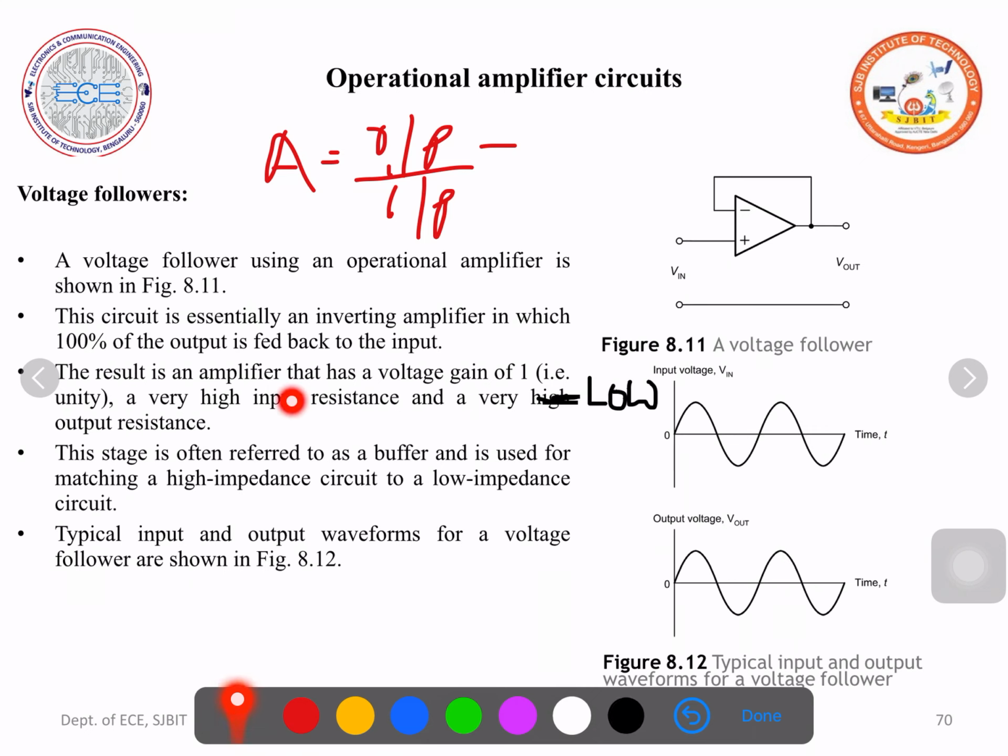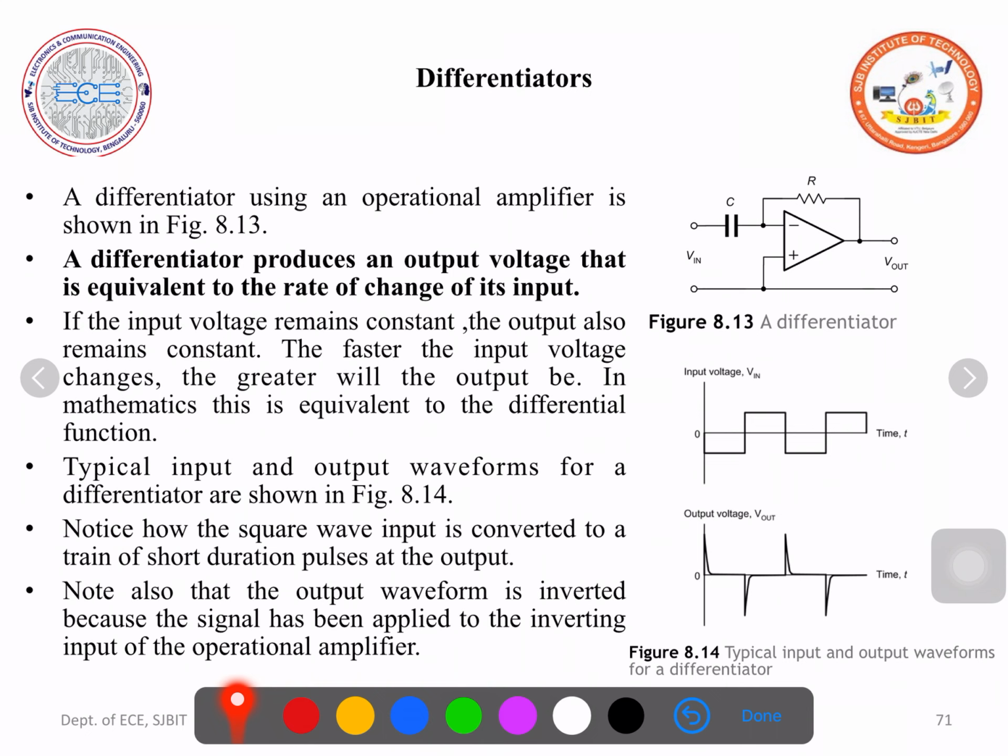The result is an amplifier that has a voltage gain of 1, a very high input resistance and a very low output resistance. This stage is often referred to as a buffer. Whenever you hear voltage follower, definitely you should remember the application as a buffer, because the gain is 1, and it is used for matching a high impedance circuit to a low impedance circuit. So the two applications are, it can be used as a buffer and an impedance matching network.